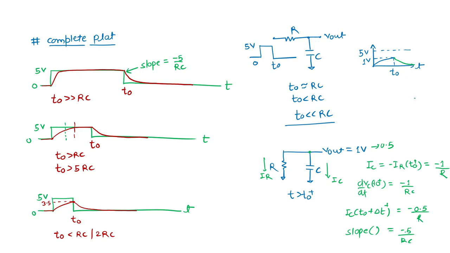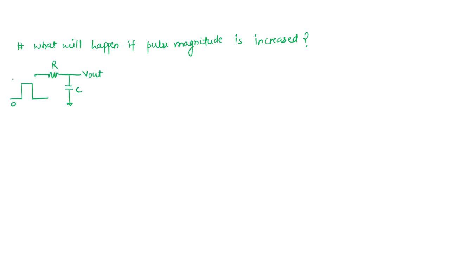Now what will happen in the other case? The pulse magnitude is increased. What I mean to say is, for the same circuit, from 0 to 8 volt it is reaching, and after that it is coming the same, everything is the same, but this pulse amplitude we have increased. So this thing I initially started with in the discussion.